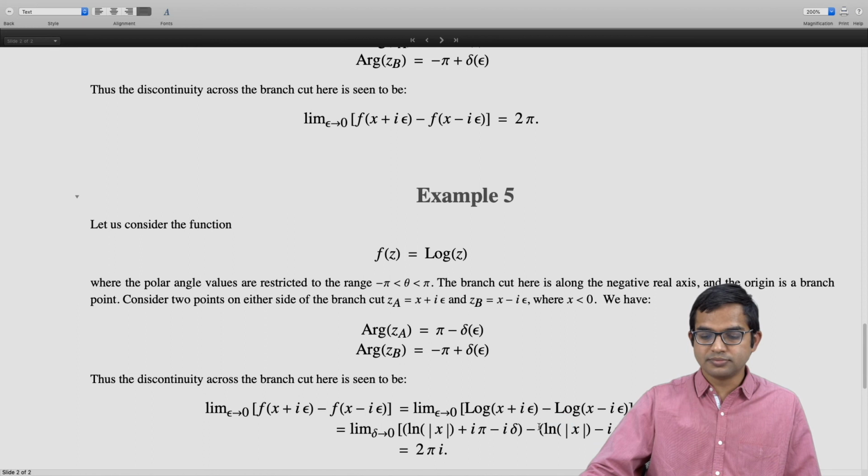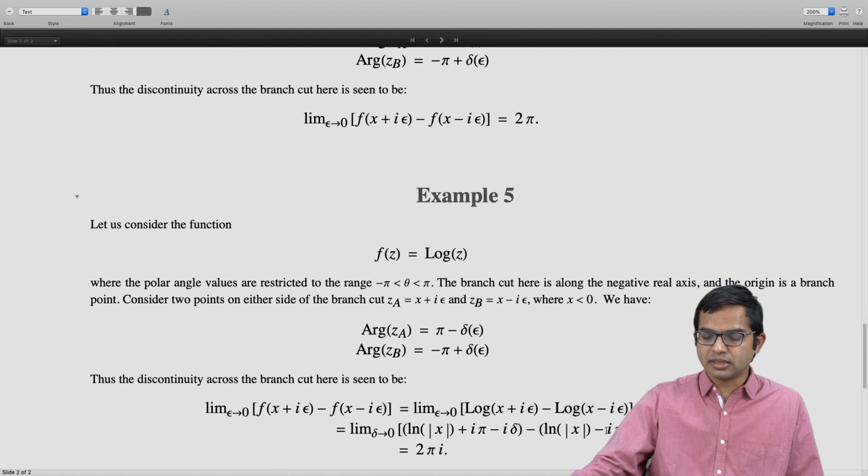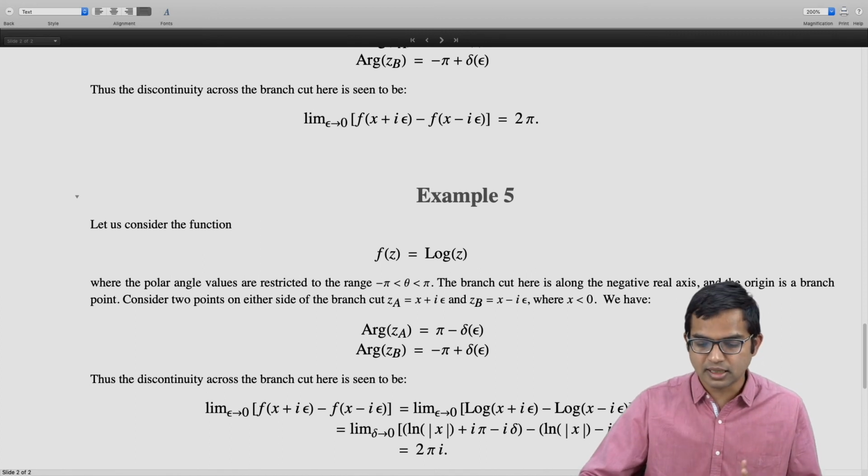And then on the negative side, you have minus log of mod x, which is the same, but now you have minus pi plus delta, right? So plus i times minus pi plus delta. So these two will cancel. So it is i pi minus delta minus i times, yeah, so this is correct, minus i pi plus i delta.